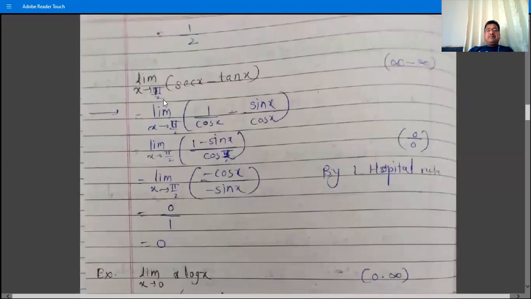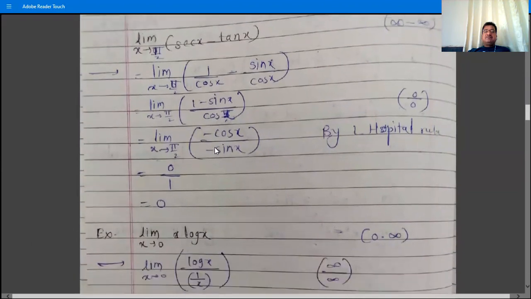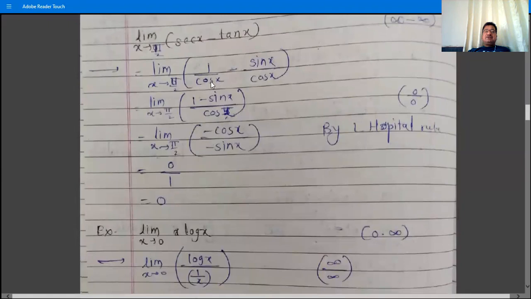So next problem, limit x tends to pi by 2, sec x minus tan x. So sec pi by 2 is infinity, tan pi by 2 is infinity. So we have the infinity minus infinity form. We have to reduce this infinity minus infinity form to either 0 by 0 or infinity by infinity. So sec x is 1 by cos x, and tan x is sin x by cos x. And so it is 1 minus sin x divided by cos x, with cos x as the LCM.